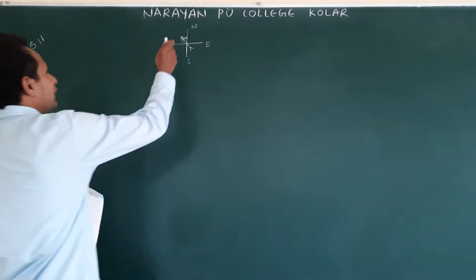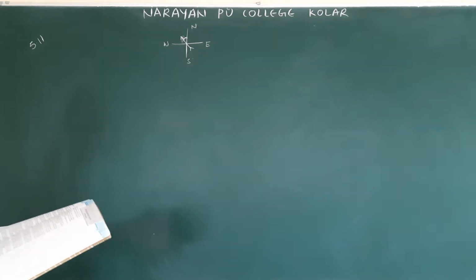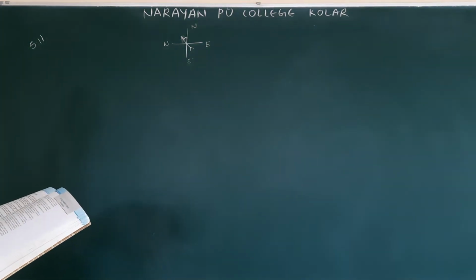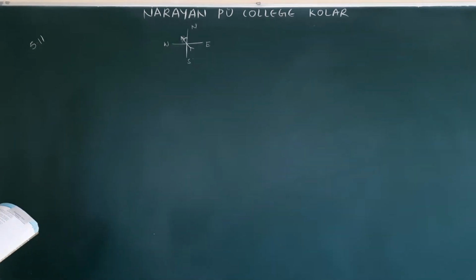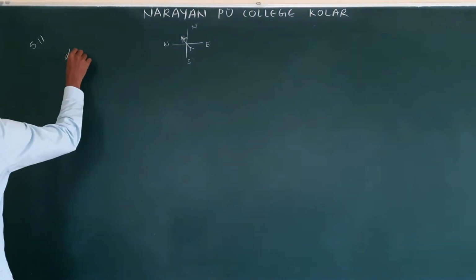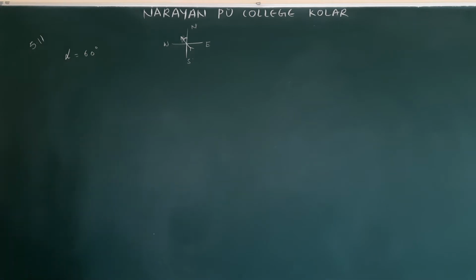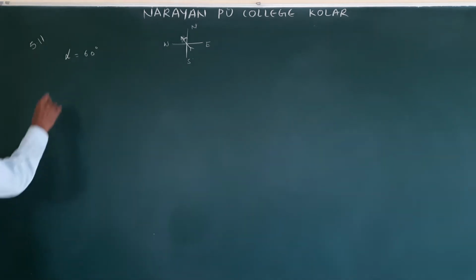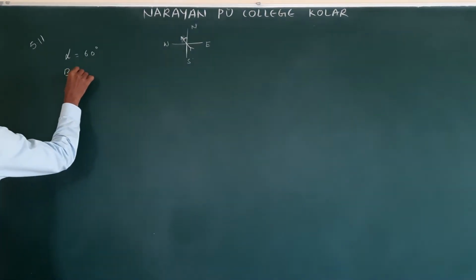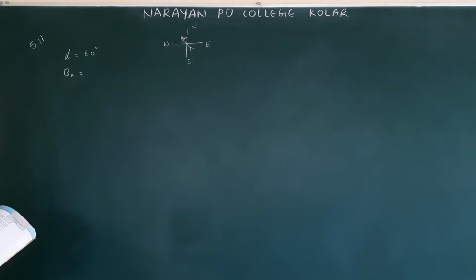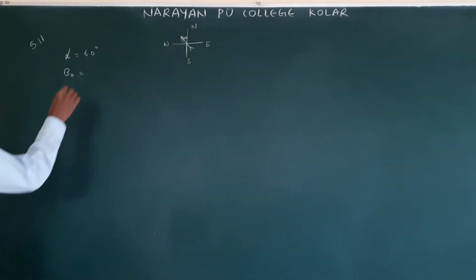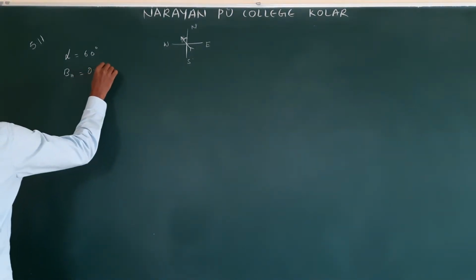This is nothing but the declination. And the given dip angle, what is the dip angle? 60 degrees above the horizontal. So alpha is equal to 60 degrees. Now the horizontal component of Earth's magnetic field BH is given. BH is equal to 0.16 Gauss.